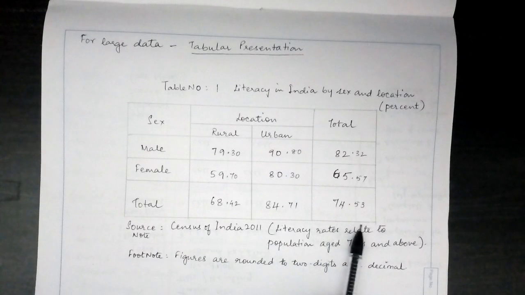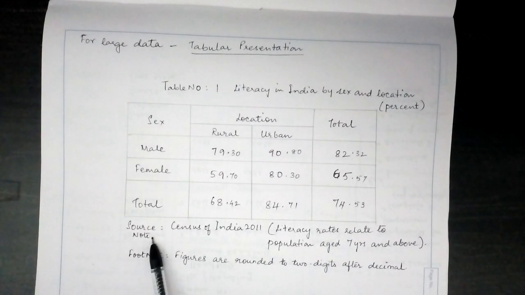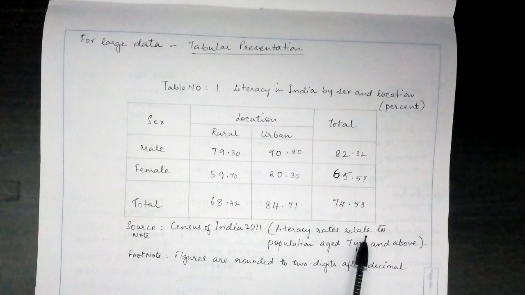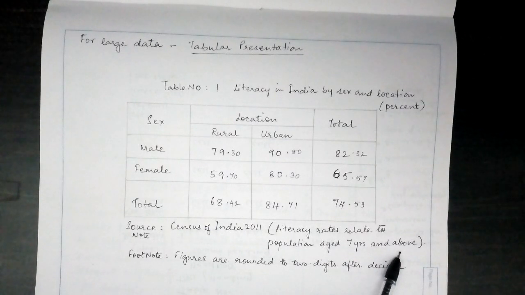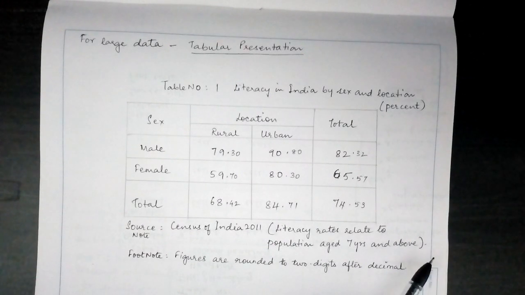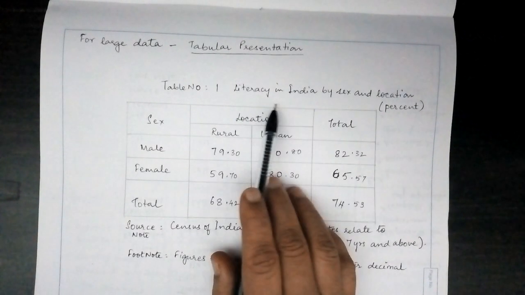The table so formed also has a source note, that is, from where this data is collected. It says it has been collected from the Census of India 2011, wherein the literacy rates relate to population aged 7 years and above. There is a footnote too, which says that the figures are rounded to 2 digits after decimal. So this table gives us a wide picture of the literacy rate in India.